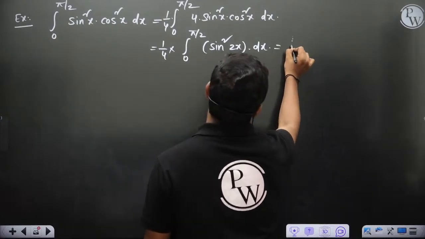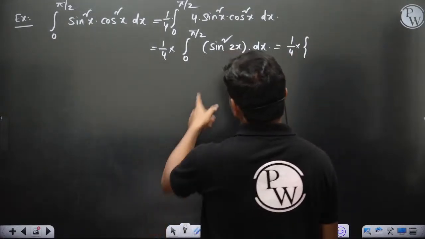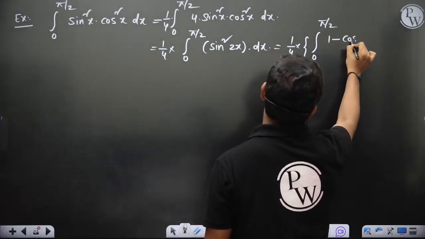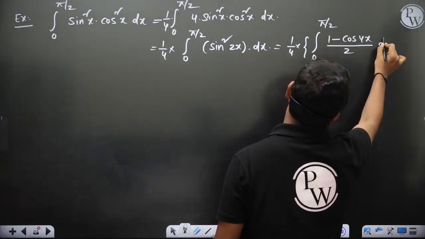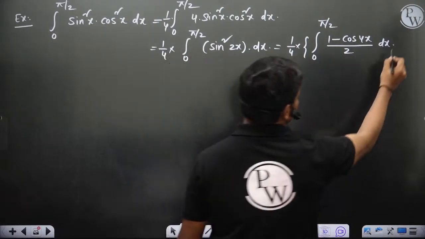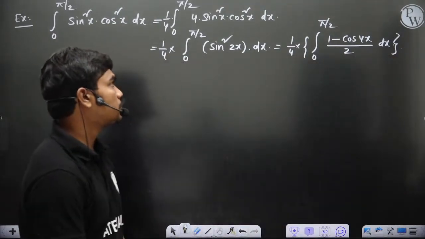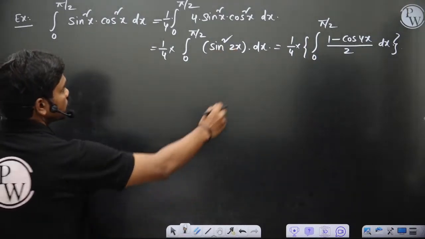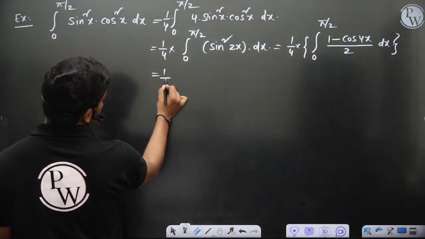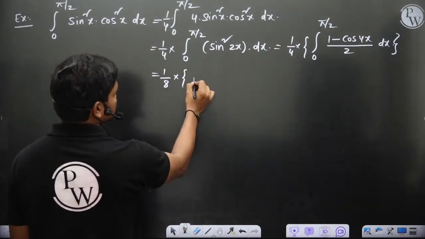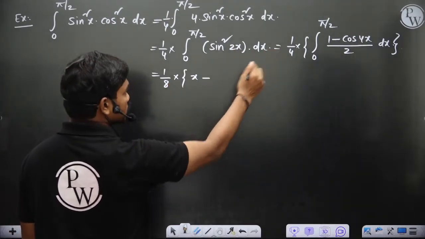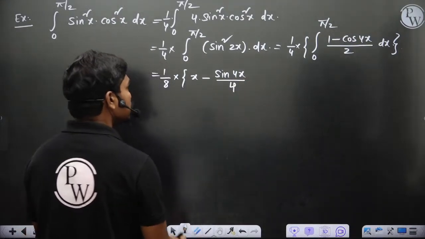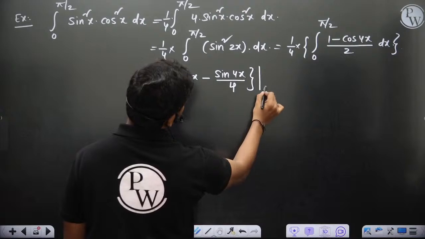Then 1 by 4 times of, now it's a known job, this sine square 2x can be written as 1 minus cos 4x by 2 dx, of course. So that's what you get ultimately. So 1 minus cos 4x, because 1 minus cos 4x is 2 sine square 2x, and 2 gets cancelled, so that's the term you have. So 2 I am pulling out, so 1 by 8 times integration of 1 minus cos 4x, so x minus, so integration of cos 4x is sine 4x by 4, of course.